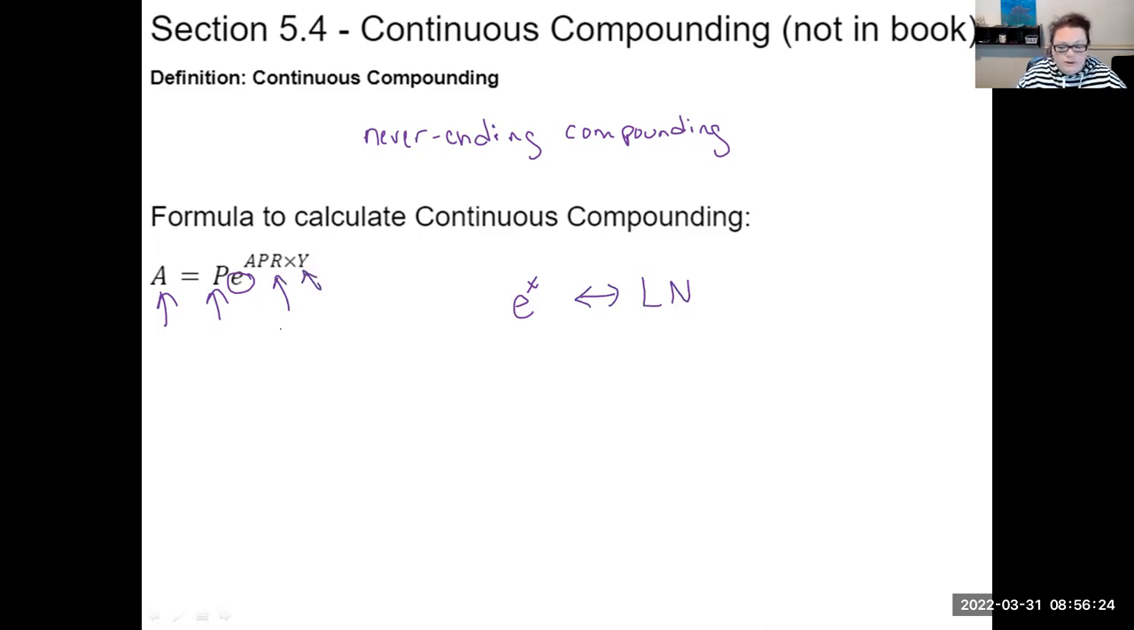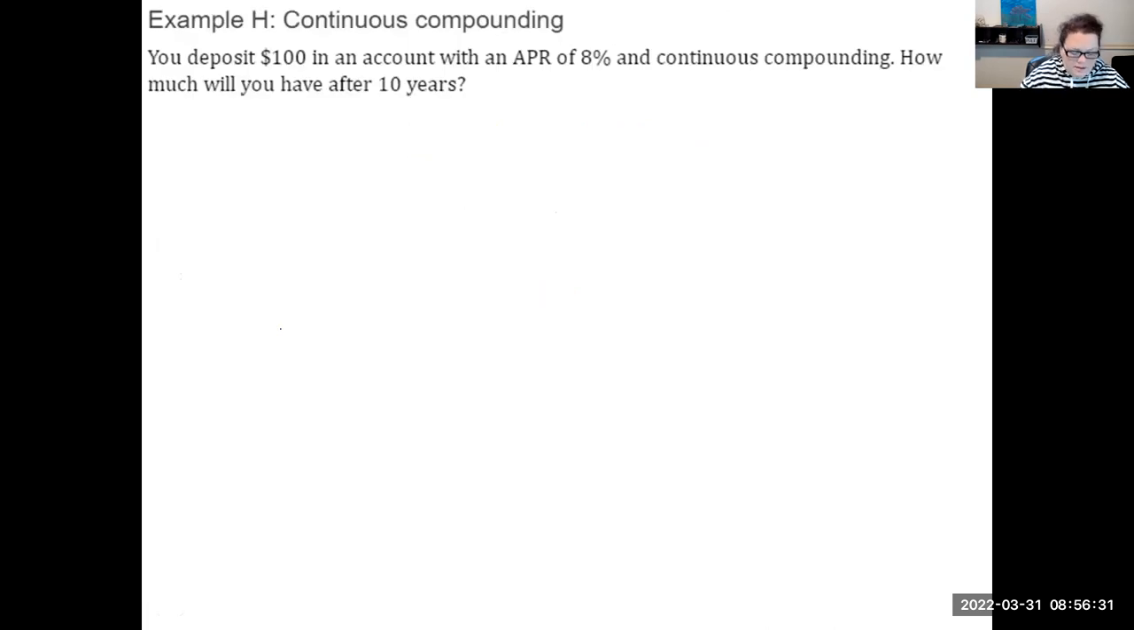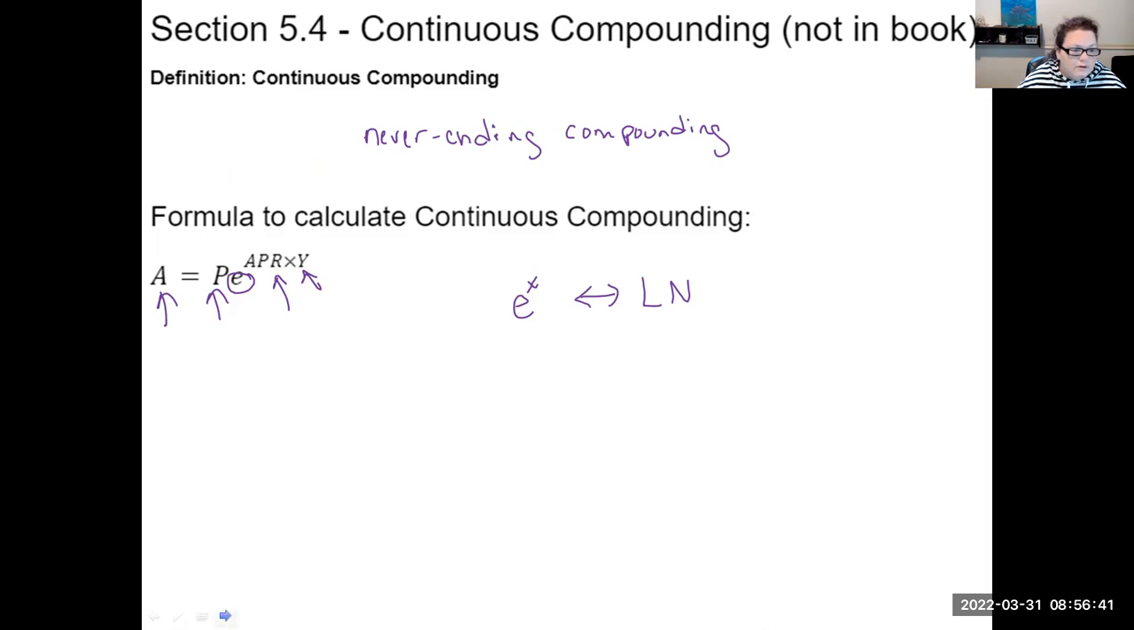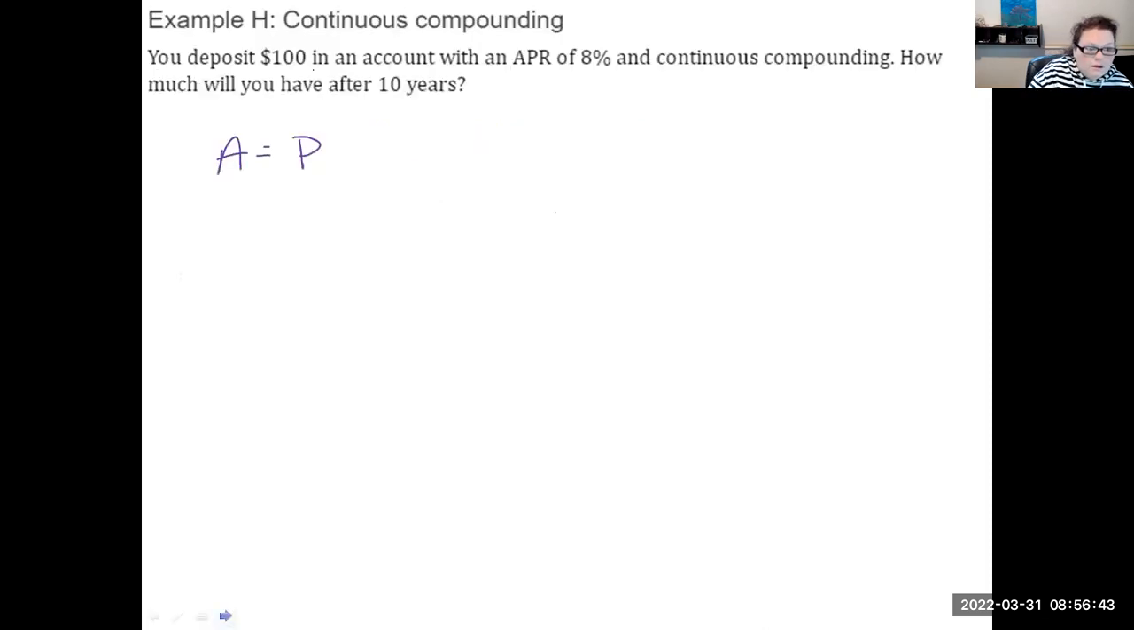Okay, so P e to the APR times y. Let me do this. A is equal to P. I have to go back and write this because I do not remember this. e to the APR. There we go. e to the APR. That would just be RT, wouldn't it? It's the same thing. Oh, P e^(rt). I remember that.